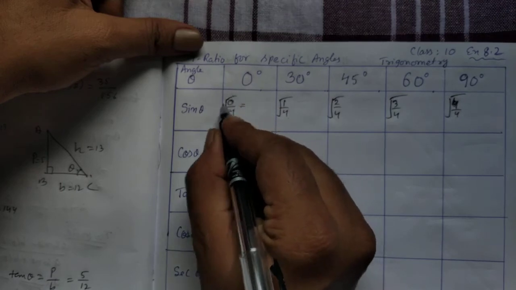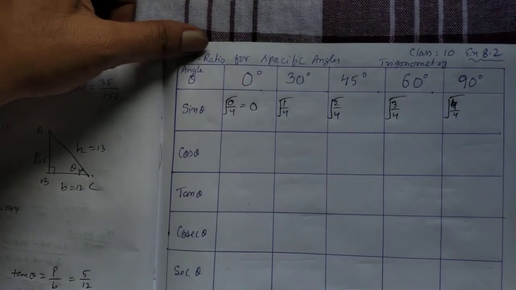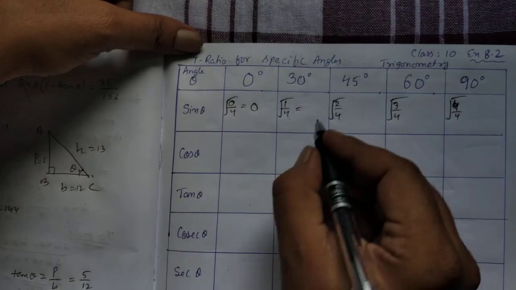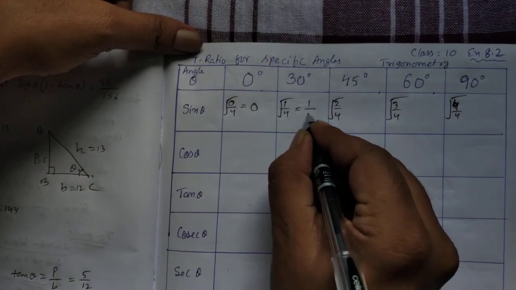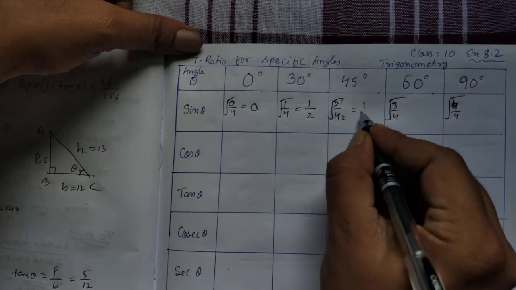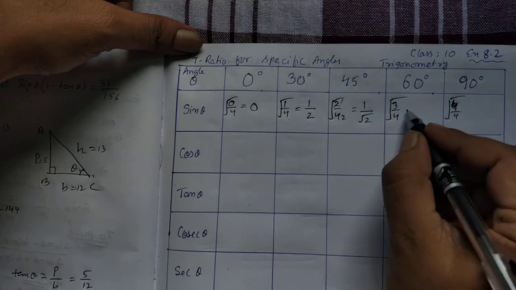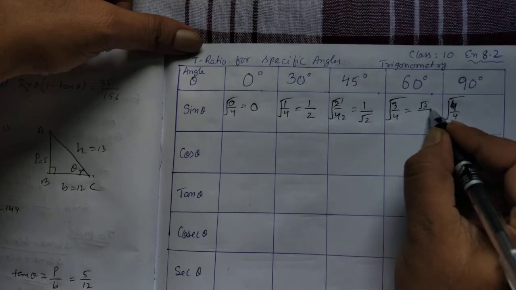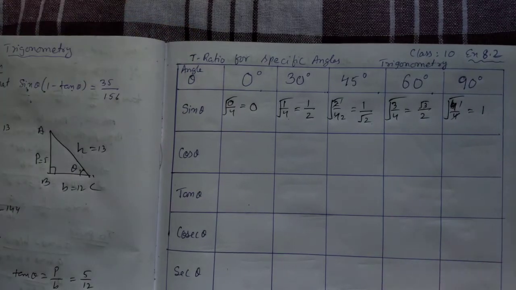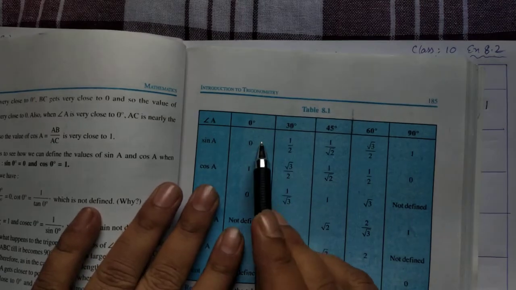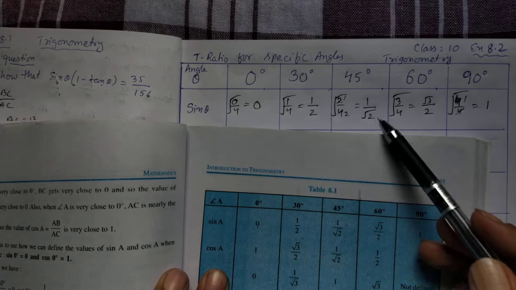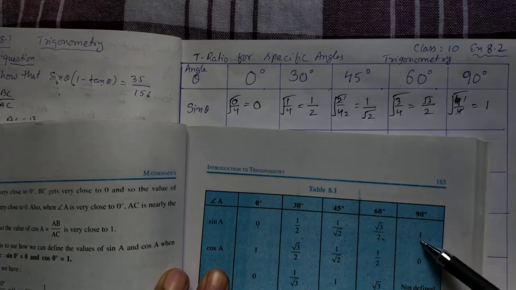Now 0 by 4, if upside is 0, you'll always get 0. So sine 0 degree is 0. This one, root 1 is 1 and root 4 is 2. This one we can cancel 1 by 2, so root 1 is 1 and this will be root 2. Root 3 is root 3, we cannot find, and root 4 is 2. If we cut this one, root 1 is 1. So see the table of sine: 0, half, 1 by root 2, root 3 by 2 and 1.